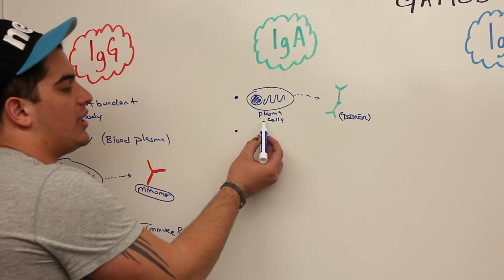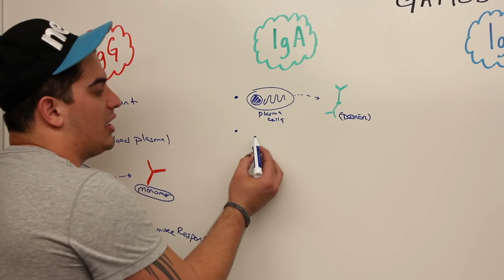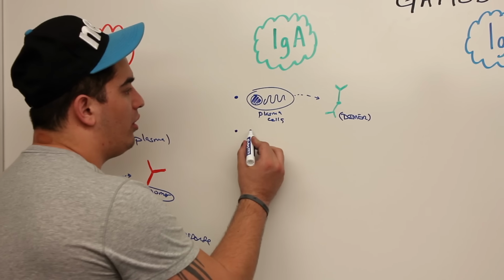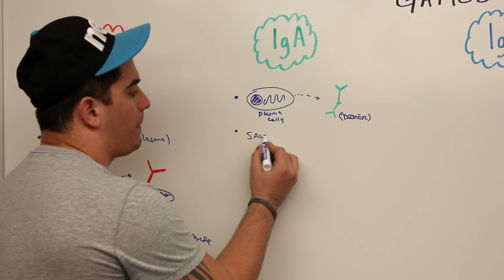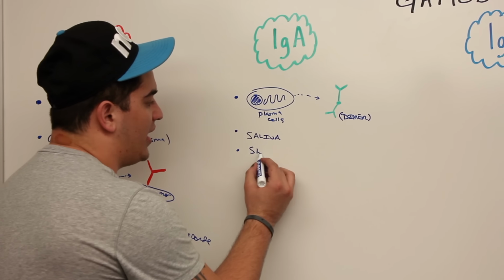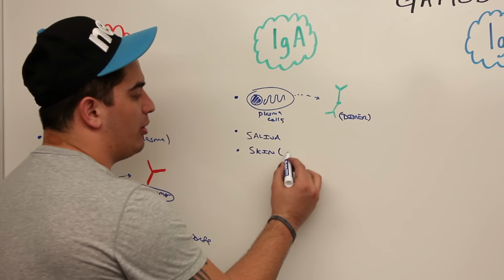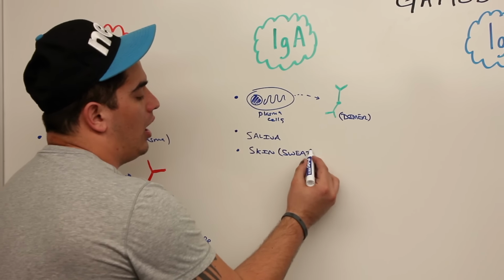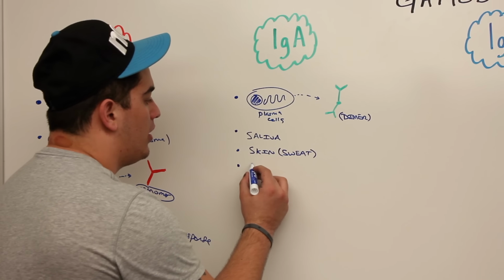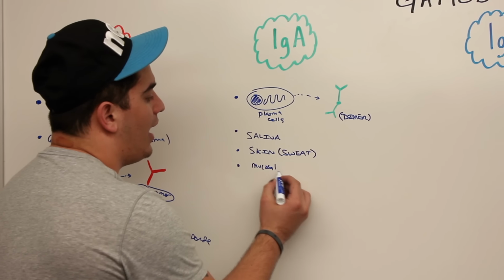Well, these plasma cells are secreting these antibodies that are present within a lot of the fluids within our body. For example, you can find this within the saliva. You can find this within the skin secretions, like your sweat secretions, so we'll put sweat. You can find it within the mucosal lining of our GI tract. So the mucosal lining of the GI tract.